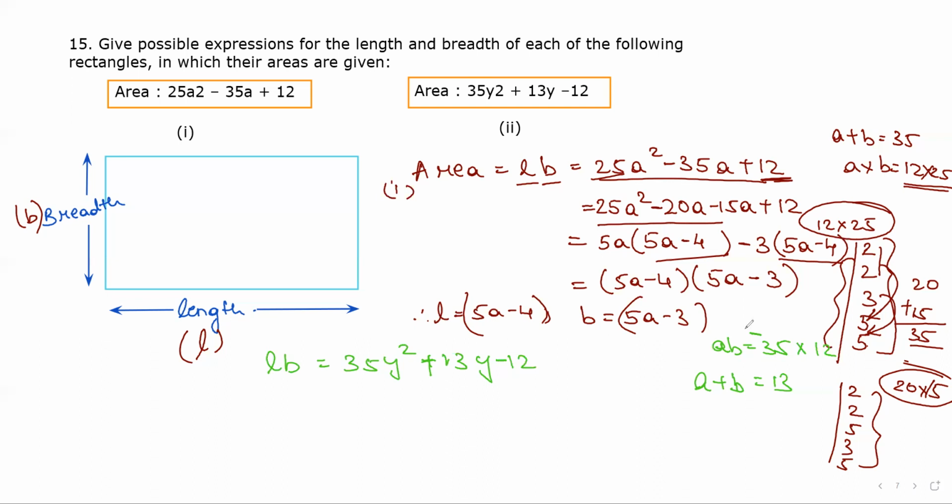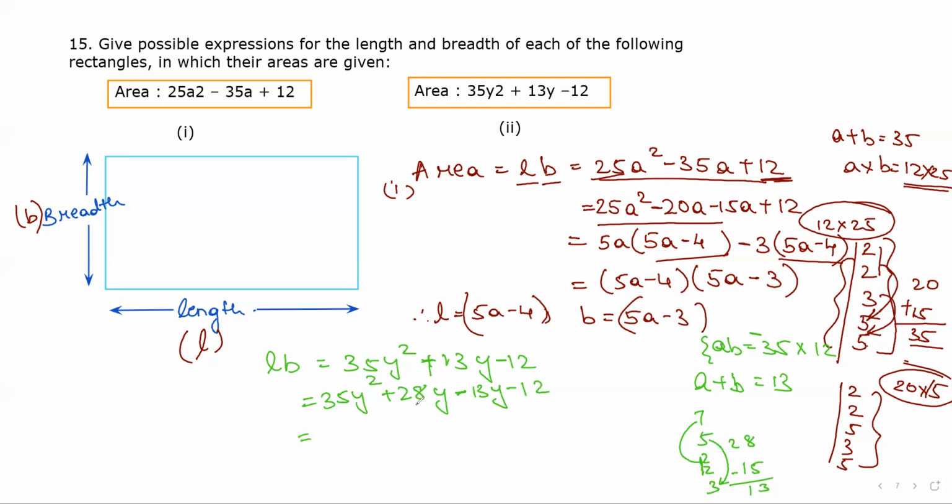Now, let's factorize this AB. 35 can be written as 7 into 5, and 12 can be written as 2 into 2 into 3. You have to find subtraction as 13. So 7 into 4, say 28, and 5 into 3 is 15. If you subtract them, you get 13. So your factors are 28 and 15. This is written as 35y square, positive of greater value 28y, negative of smaller value 15y, minus 12.